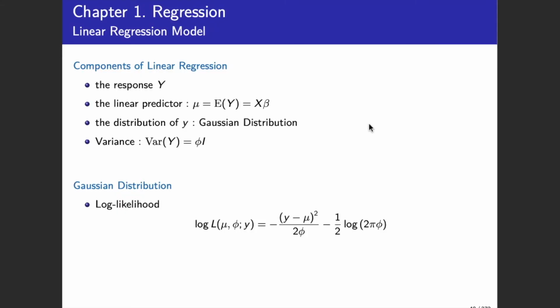The components of linear regression consist, first, of the response y; second, the linear predictor mu, which is the expected value of y, equal to x beta; third, the distribution of y, which should be Gaussian; and the variance, denoted var y. Therefore, the Gaussian distribution's log likelihood can be written as follows.